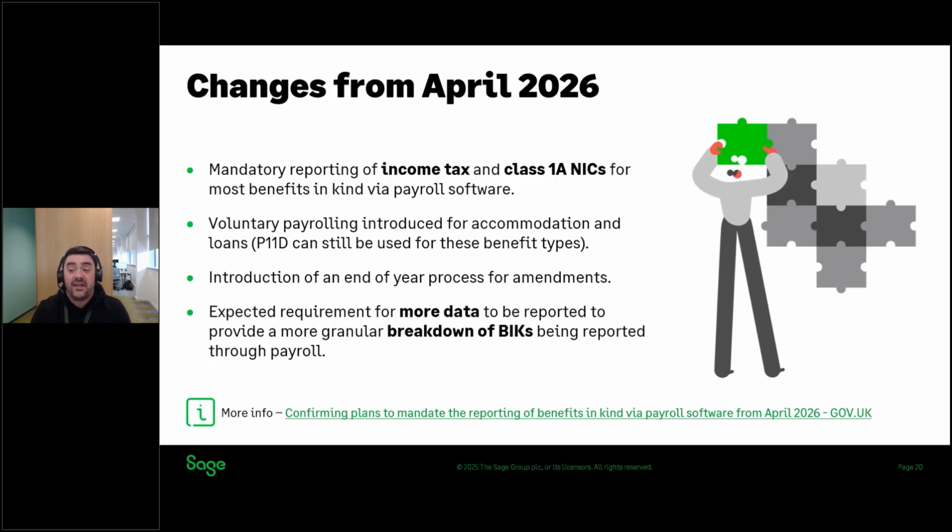And there is the expected requirement of more data to be provided by the employers, which will provide a more granular breakdown of the benefit in kinds being reported through payroll. So I guess we get a flavour of that with the current requirement for company cars. So you do need to record the car details and include them in the FPS submission. We'd expect similar for other types of benefits. We don't have the exact technical specification at this stage. Government have said that they will be publishing that this year.